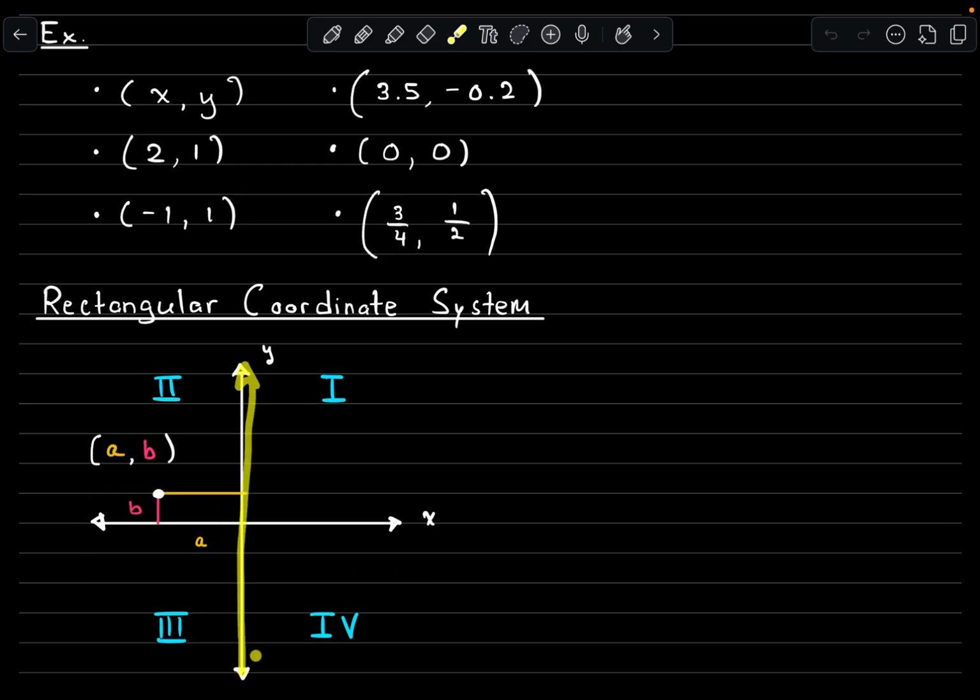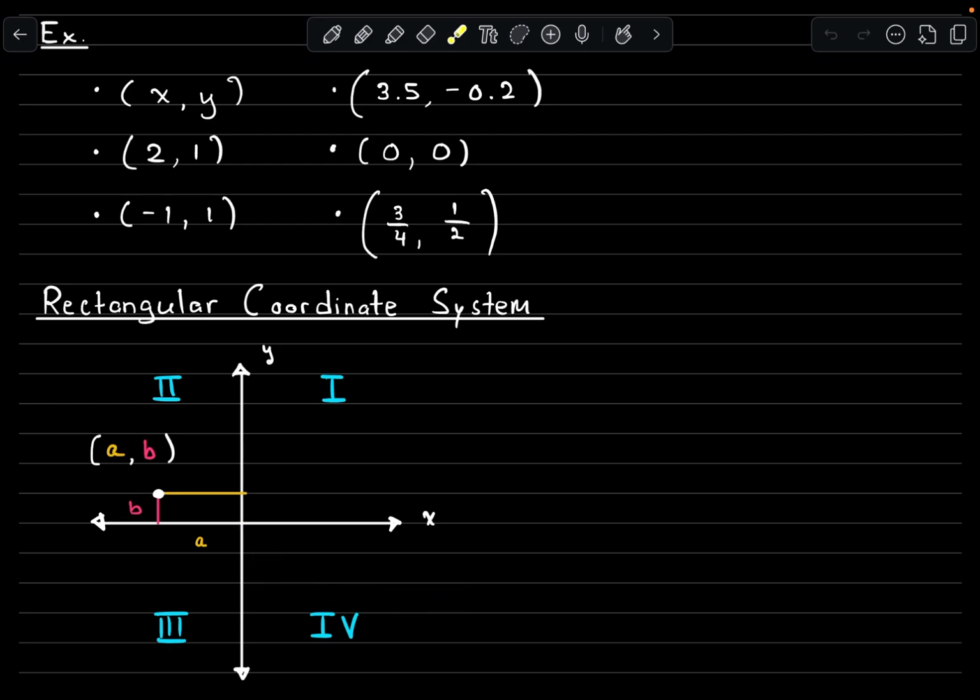In the vertical dimension, we've got the y-axis. Positive y values are up above the x-axis. Negative y values are going to be down below the x-axis. And the origin is our central point here. That's where the x and y axes intersect.